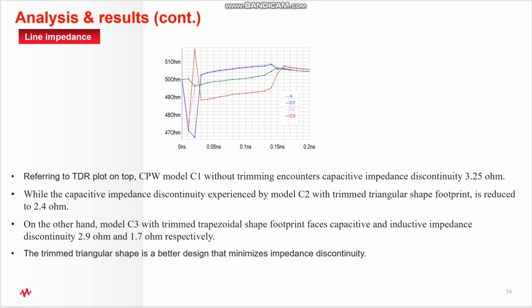And then line impedance, referring to a TDR plot on top, model C1 without trimming the shape encounters capacitive impedance discontinuity 3.25 ohm, while the capacitive impedance discontinuity experienced by C2 with trimmed triangular shape of footprint is reduced to 2.4 ohm. On the other hand, C3 with trimmed trapezoidal shape footprint faces capacitive and inductive impedance mismatch 2.9 ohm and 1.7 ohm respectively. The trimmed triangular shape is better designed to minimize the impedance mismatch.